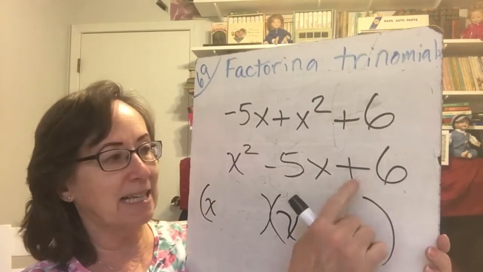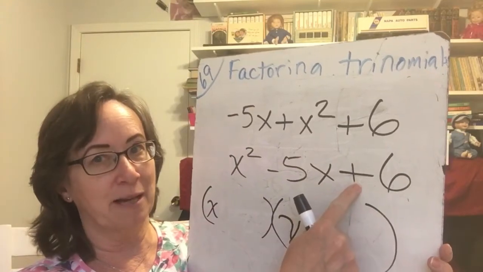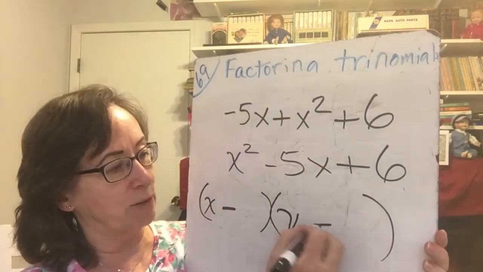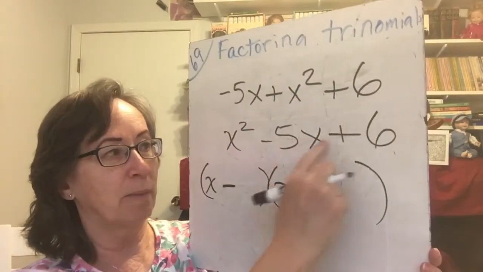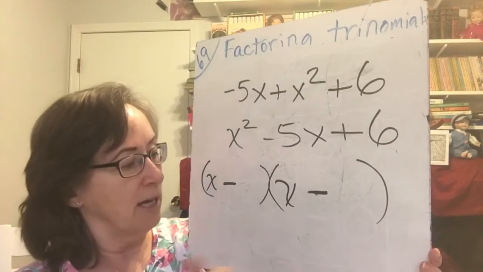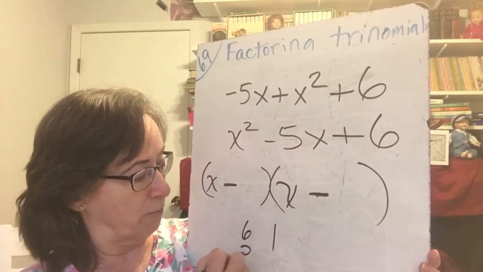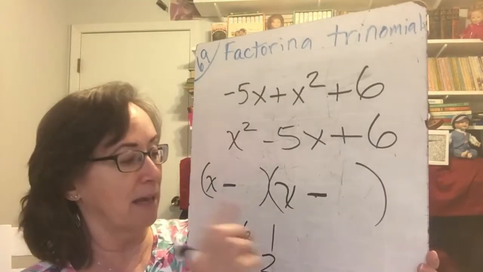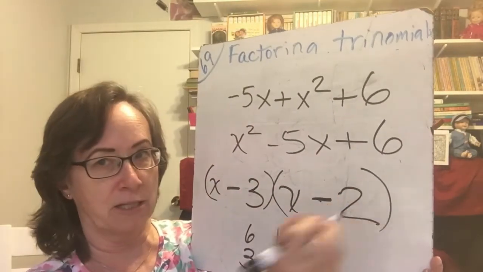And then 6 is positive, but I do have a negative. So a negative times a negative would be a positive. So I know that both signs are negative. But since they're positive here, that means it's a sum to give me 5. So I think of 6 as 6 times 1 or 3 times 2. The sum of these is 5. So I'm going to have to pick the 3 times the 2.